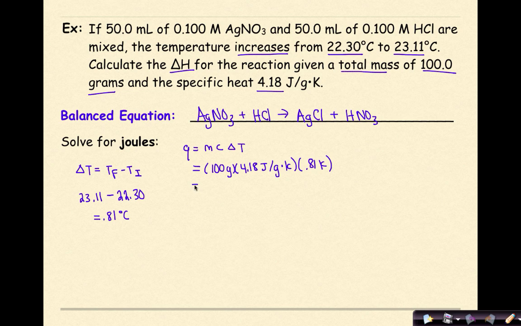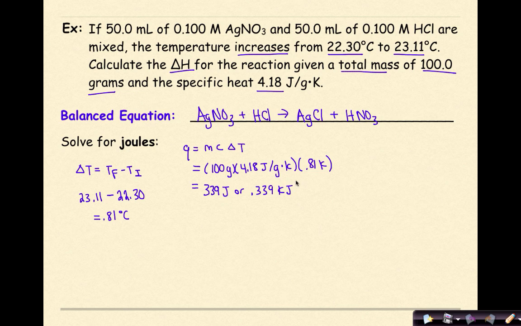And then I'm going to solve for Q. So if I multiply together 100 times 4.18 times 0.81, I get roughly 339 joules. Or if I convert that over, which I'm going to do right now, it's going to be 0.339 kilojoules.